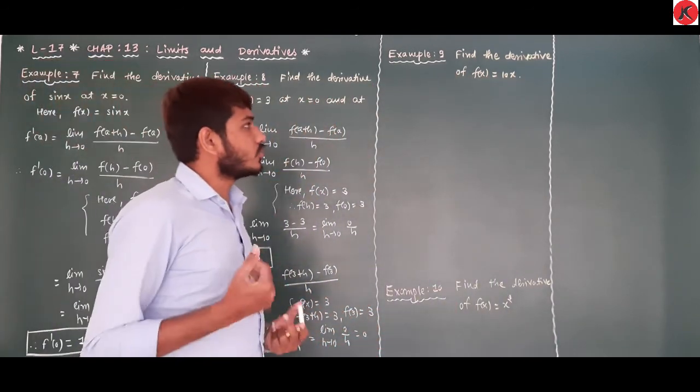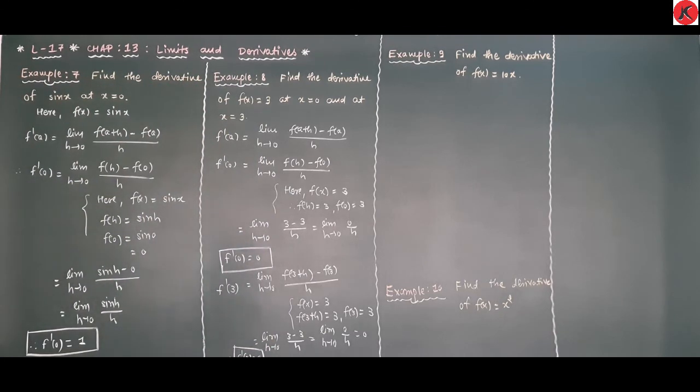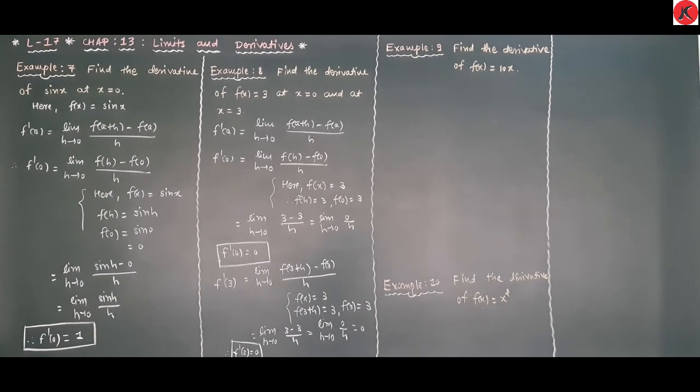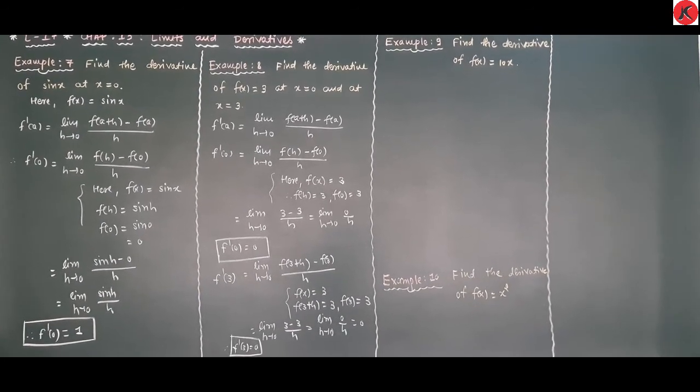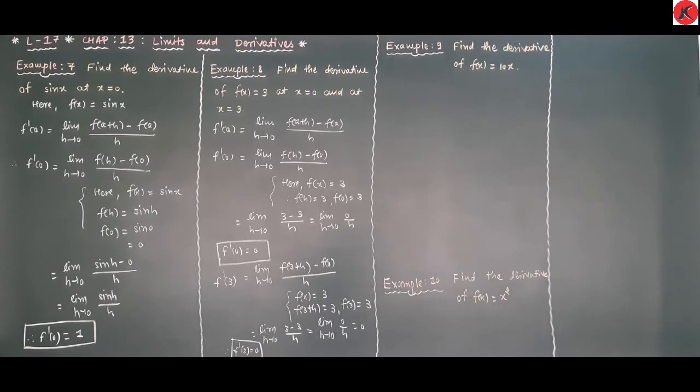We have to find the derivative of 10x at x is equals to, but any particular point is not given here. Therefore we have to find it for the general points.